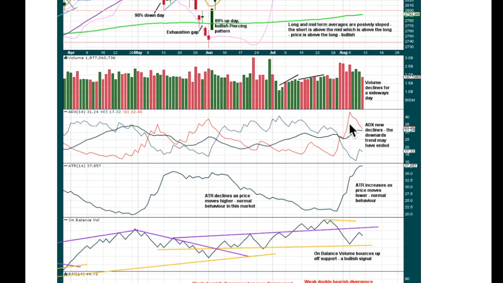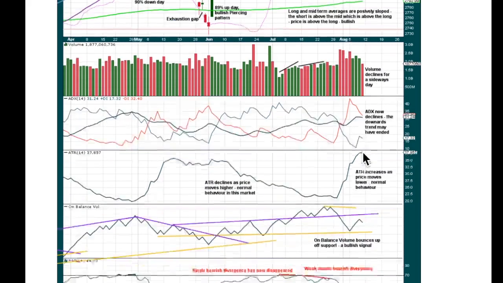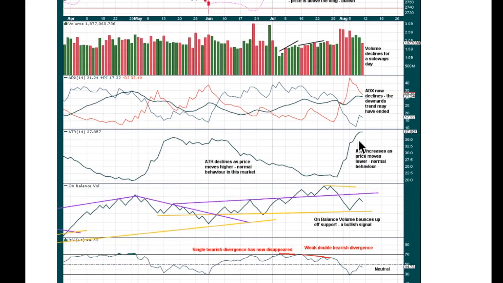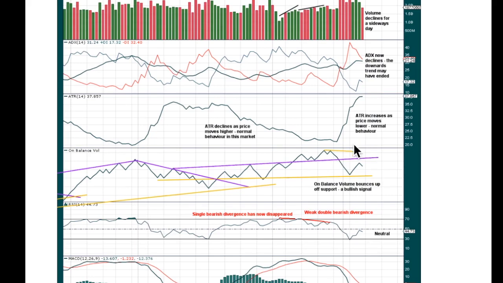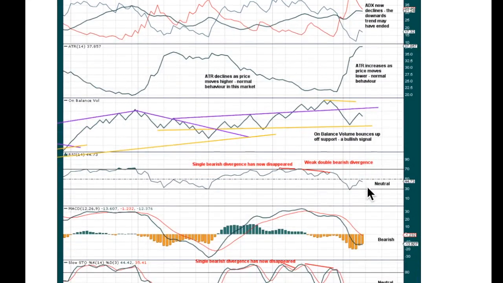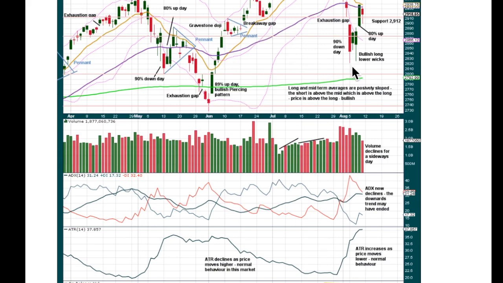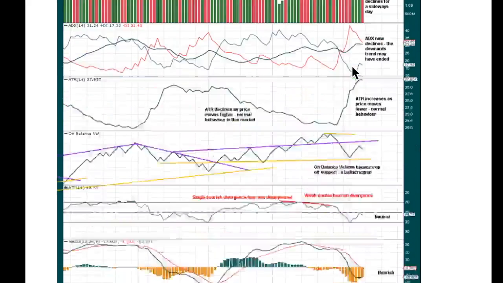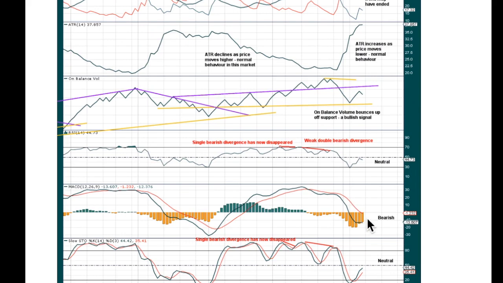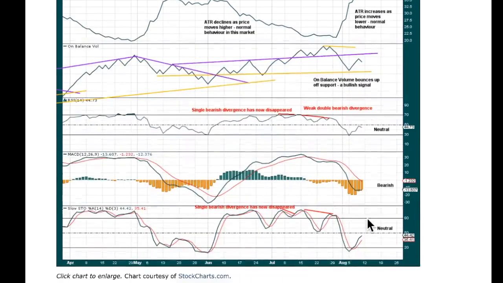ADX declining, telling us the previous downward trend may now have ended. ATR increasing as price falls, that's normal behavior for this market. On balance volume constrained, not giving us a new signal either way. RSI is neutral. There's still room for price to fall further, but it did reach oversold at the low. And so that's another small piece of information to point that this may have a low in place down here. MACD is full bore bearish still, and stochastics in neutral territory.